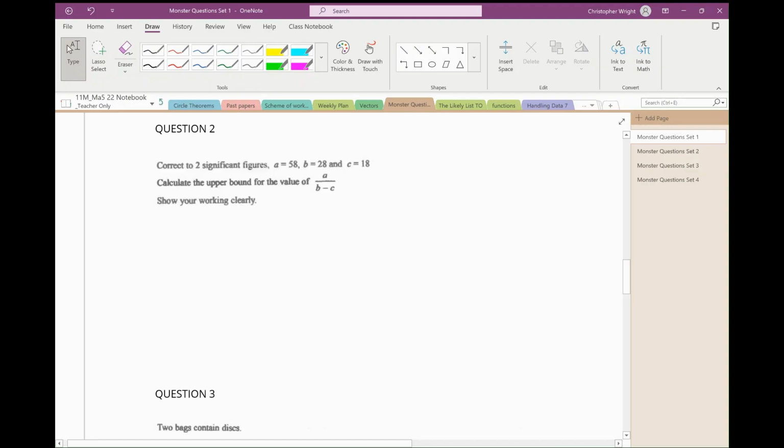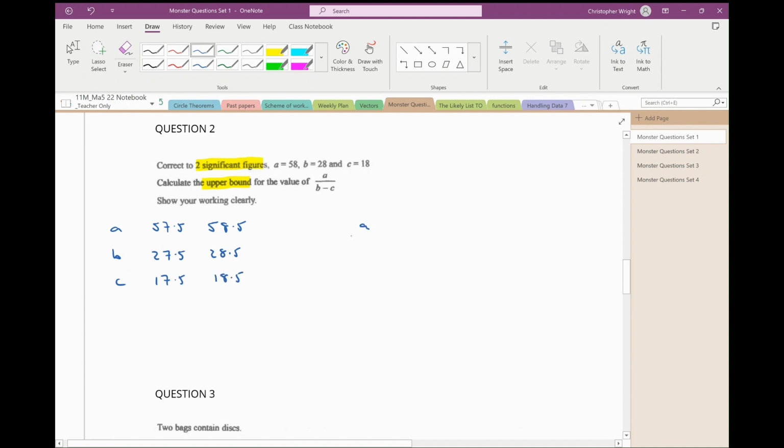Okay, correct to two significant figures, A, B, and C have these values. Calculate the upper bound for that. Right, so let's first of all start by writing the upper and lower bounds of A, B, and C. So A, those are the bounds for A, the bounds for B, 27.5 and 28.5, the bounds for C, 17.5 and 18.5.